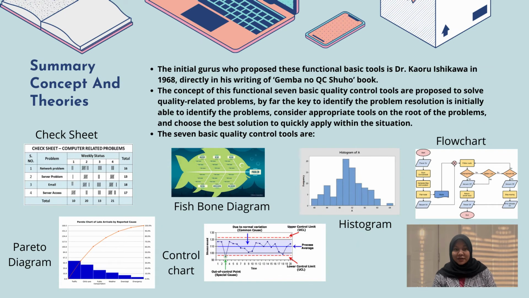The first of the 7 basic quality tools is the check sheet. A check sheet is a structured form of document that contains a certain format, which is used for collecting and analyzing data to assess or evaluate quality.